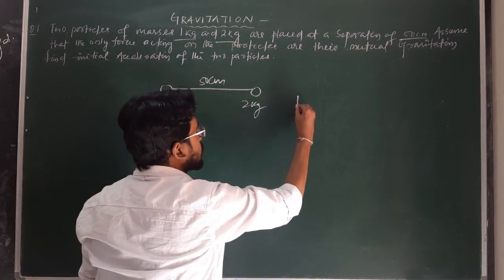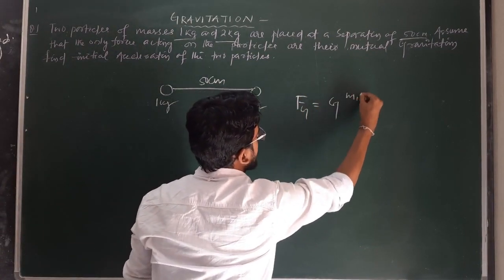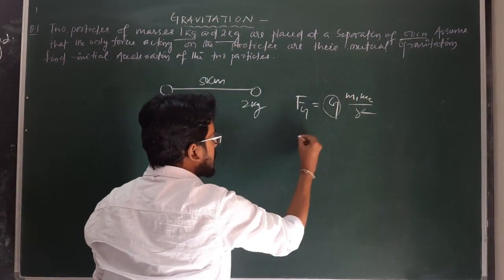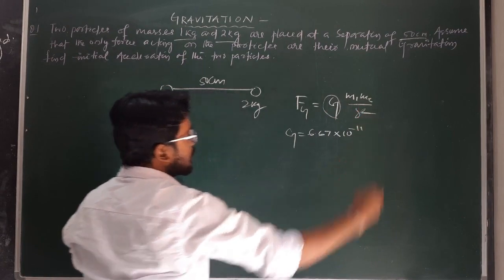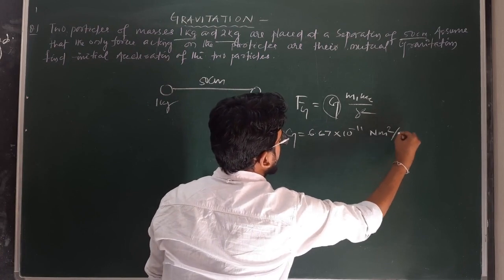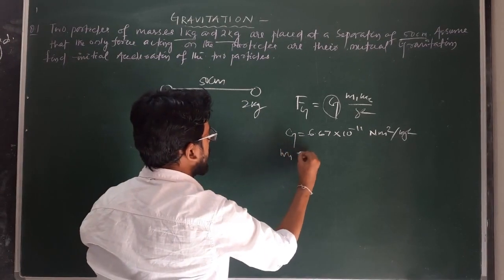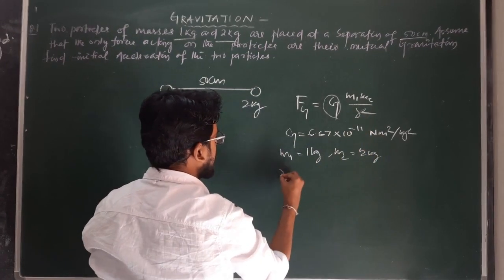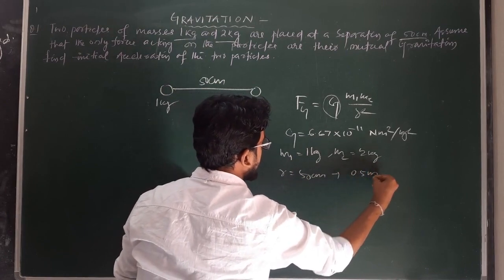And we already studied the force of gravitation between two particles having masses, which is given by the universal gravitational law, that is G m1 m2 by r square. Clear? What is G? G is the universal gravitational constant, and we know the value of G is 6.67 into 10 to the minus 11, and its unit is Newton meter square per kg square. Here m1 is 1 kg, m2 is 2 kg, and the distance r is 50 centimeter, so in meter we can write it as 0.5 meter.